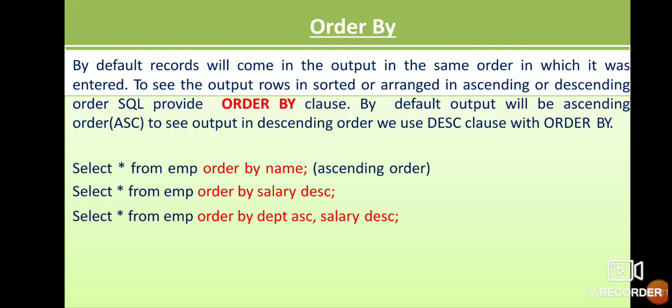The salary column should be in descending order, so I have mentioned DESC. If you want to arrange in two formats, like department and salary both, so I want department to be in ascending order and salary to be in descending order. So there I will mention that department should be in ASC format and salary should be in DESC format, like you can see here in the example.